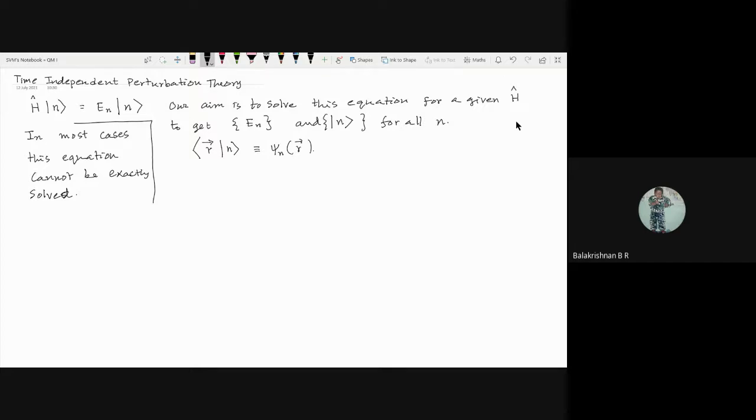That means we cannot get the exact E_n or the ket |n>. We cannot get them exactly. Then we resort to some kind of approximate technique. So perturbation theory is an approximate technique.